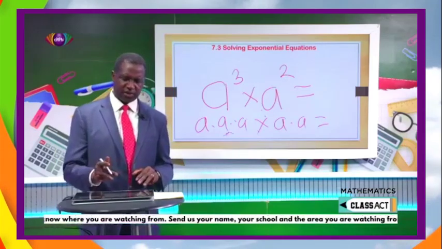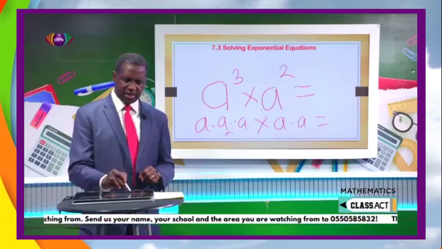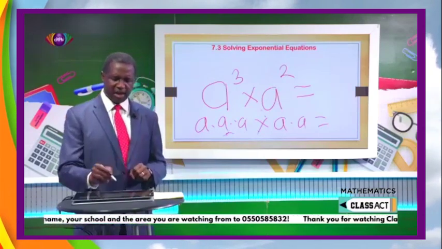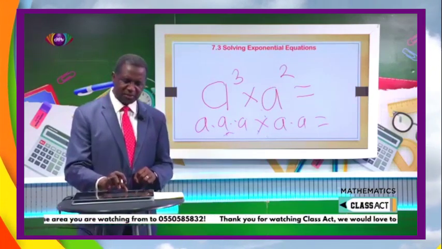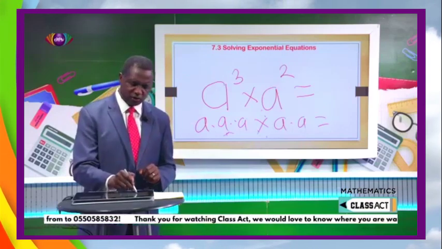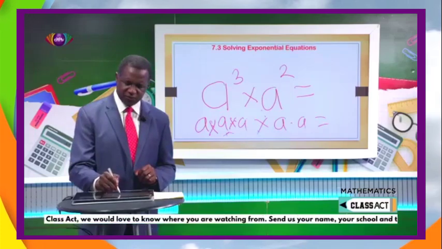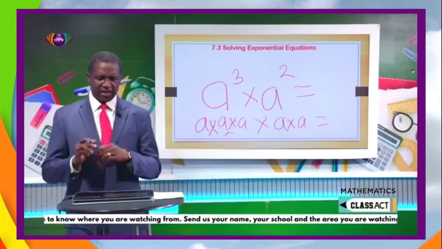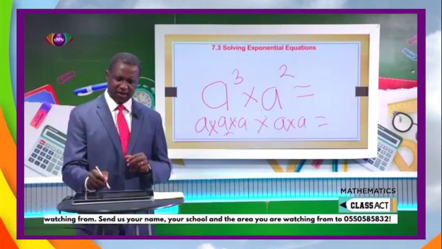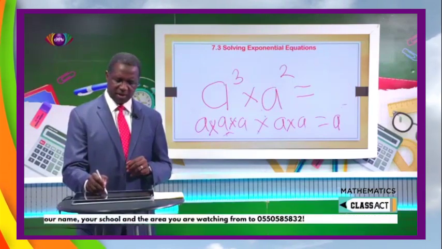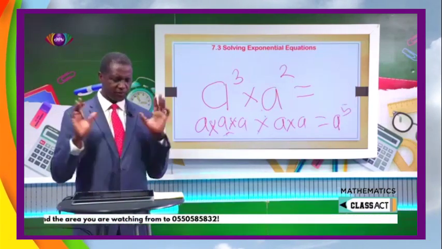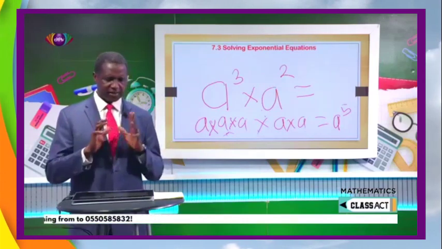So look at what is going on here. You see a. How many a's do we have? You see, I put the times in the middle not to confuse you, but I can also put the times here. Since I'm using times, I have to use times everywhere. So how many a's do I have? That is 5. So this is a to the power of 5. Simple. Do we understand? Okay.